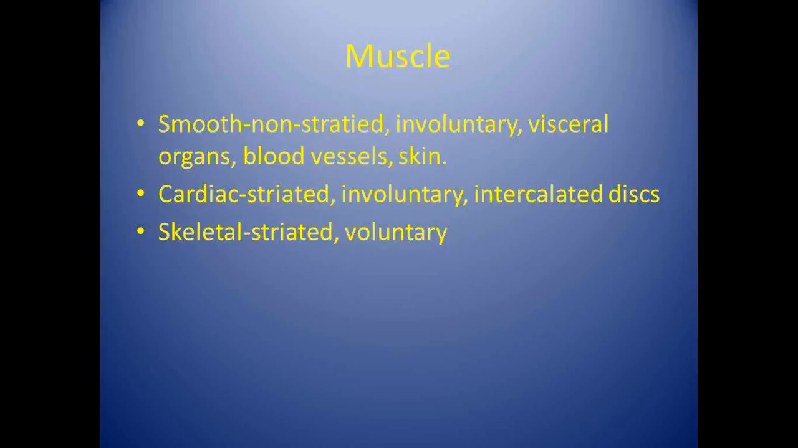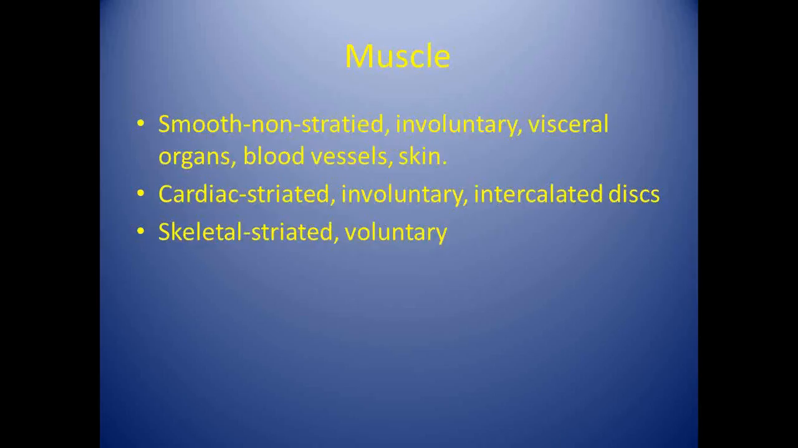Involuntary, which means we hope we don't have to tell our heart to beat, that it's beating on its own. Striated, you can see those darkened protein bands. And then it has structures in it called intercalated discs, and they actually help support that tissue, those cells that make up the tissue.